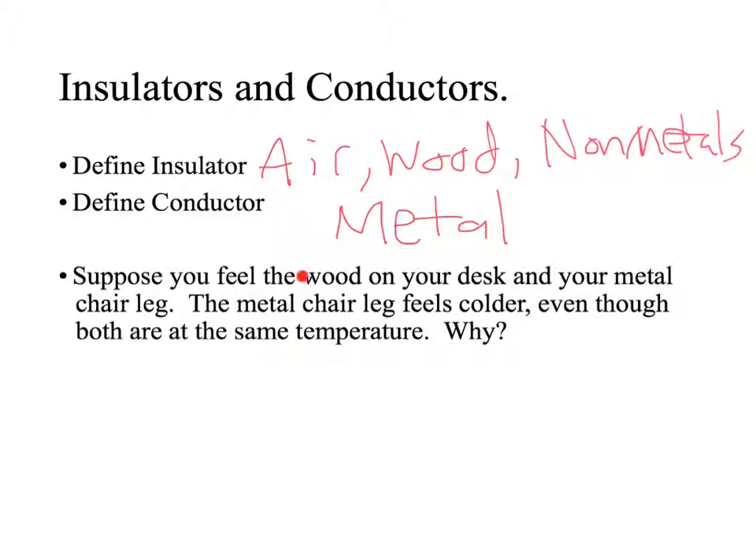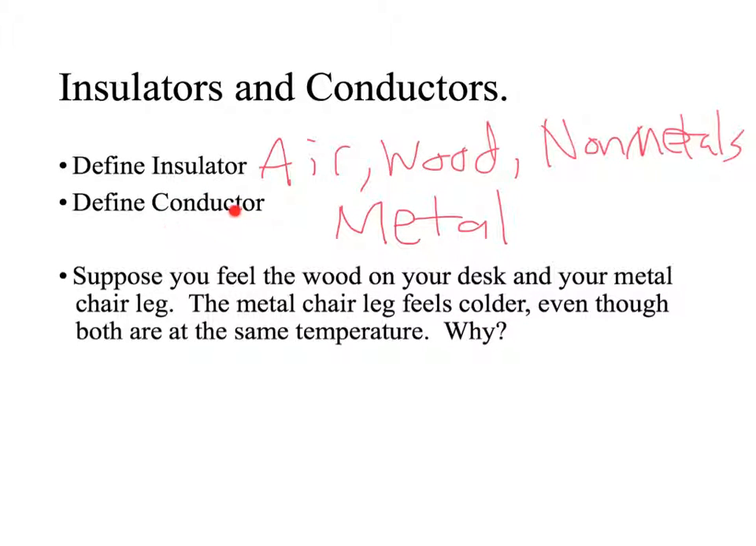When you touch the wood on your desk, the heat begins to flow into the wood and then stops, because wood is a good insulator. And you can't feel any heat loss because no heat is going into the wood just a brief time after you touch it. A metal chair leg, however, feels colder, and it feels colder because it's a good conductor.